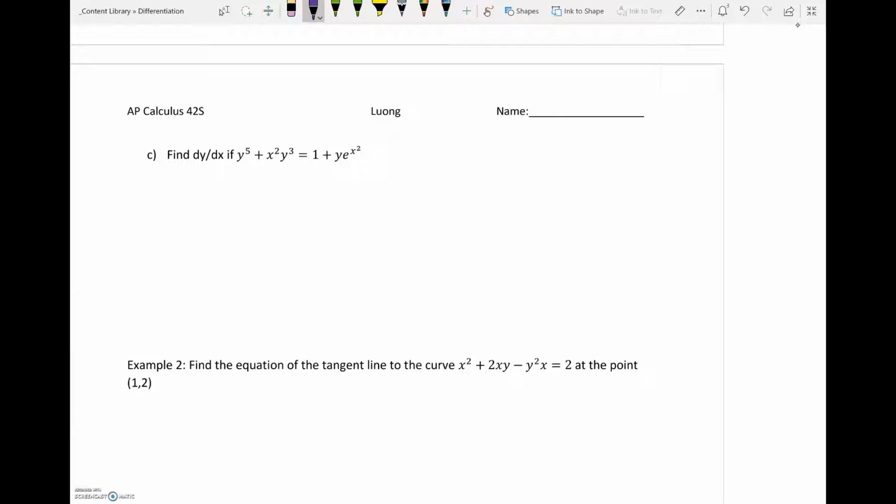So we're going to look at the derivative of y to the power of 5. You're going to bring the 5 down, take 1 from the exponent. And because we're differentiating with respect to x, we're going to multiply this by y prime by the chain rule.